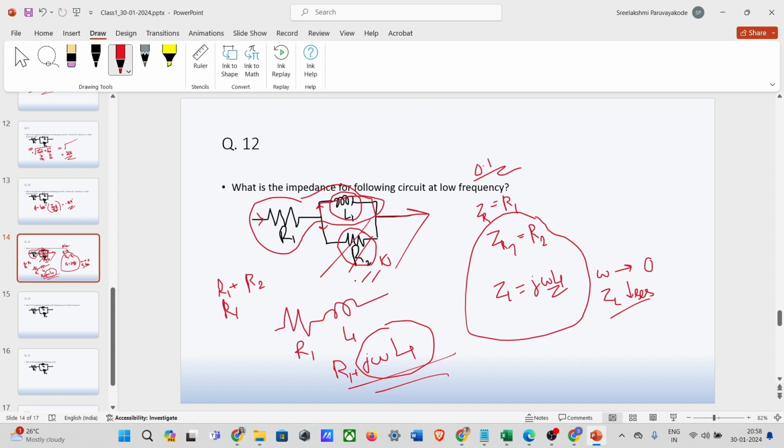Resistance is having its own value. So from a questionnaire point of view, this is how you can simplify an impedance circuit to find out the resistance. Okay, I hope that's clear.